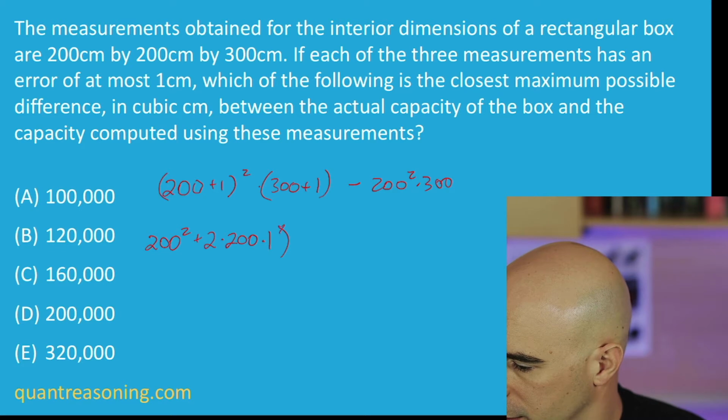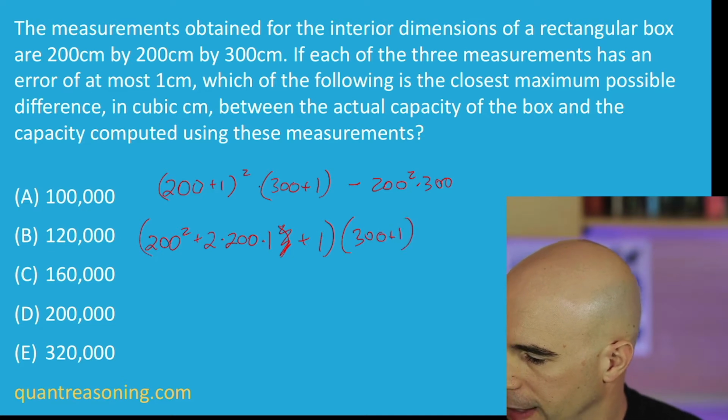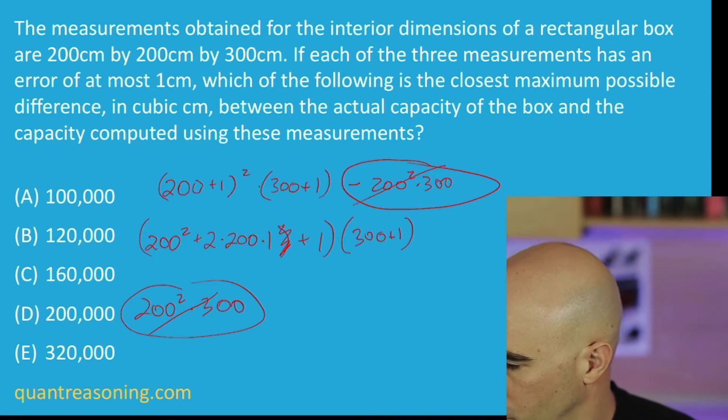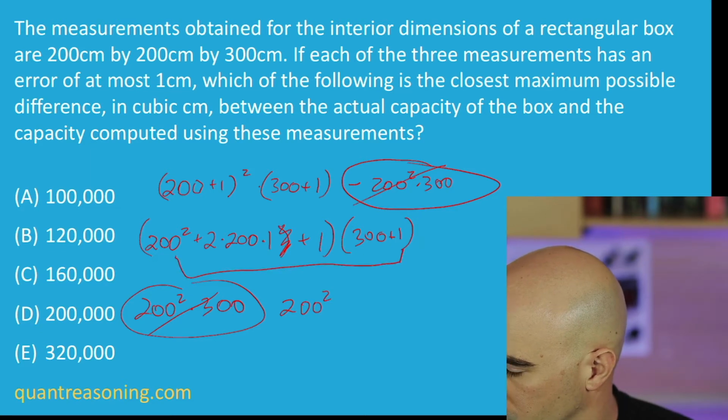Plus 1 times 300 plus 1. And now if I FOIL this all out, I get 200 squared times 300, which works out perfectly with a minus 200 squared times 300. Those get canceled out. And what else do we have here? So we still have 200 squared times 1. That's the 200 squared and the 1. We also have 2 times 200 times 1 times 300. So that's 400 times 300.